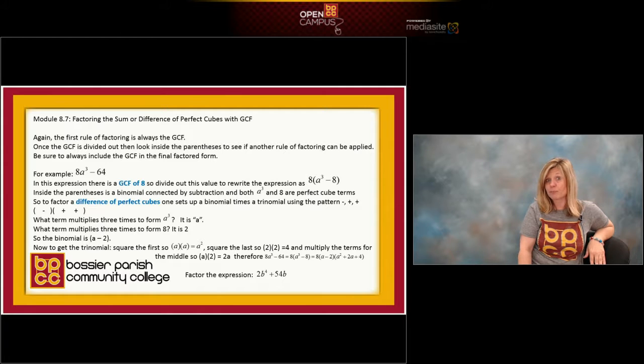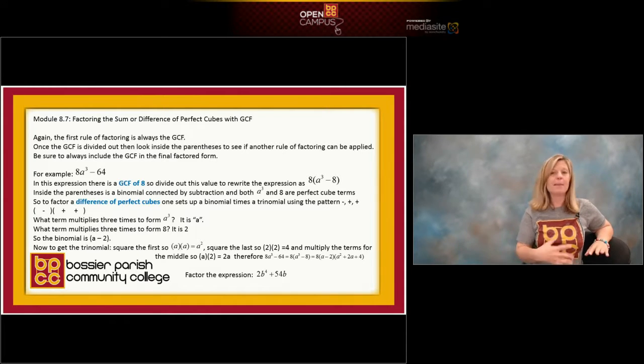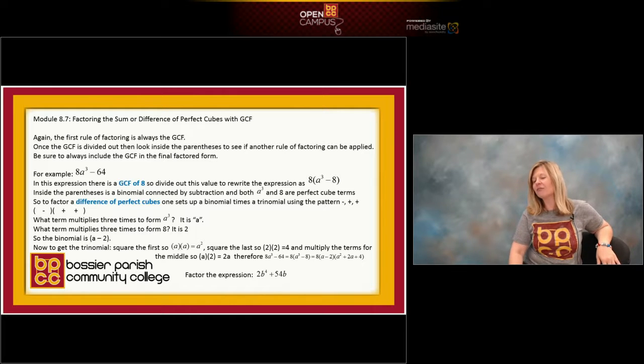be incorrect. Because like I've said all along these modules, when we talk about factoring, the first rule of factoring is always to look for what? That's right, you need to pull out the GCF. It makes your life so much easier. So ladies and gentlemen, if I have that expression, 8a cubed minus 64, there is something in common I can divide both those terms by.